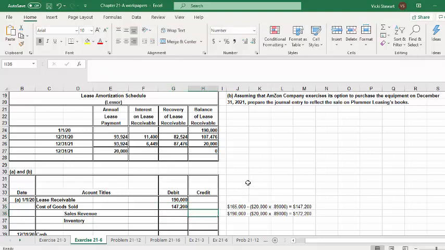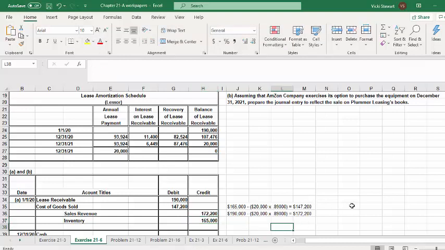So we would record cost of goods sold net of that amount at $147,200. We would do the same thing for sales revenue. The sales revenue of $190,000, we would subtract the present value of the unguaranteed residual value of $17,800, and that would give us sales revenue of $172,200. And then we would credit inventory for the cost of the equipment, which is $165,000.